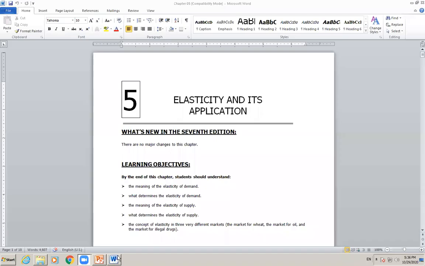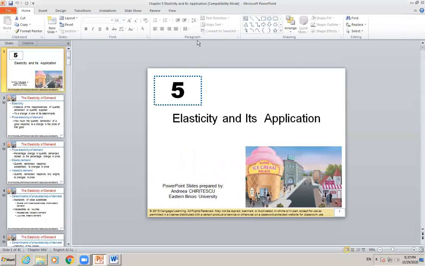So last time we reviewed the midterm one. So we'll start today a new chapter, which is elasticity of demand and supply. So let me share the screen with you. Okay.